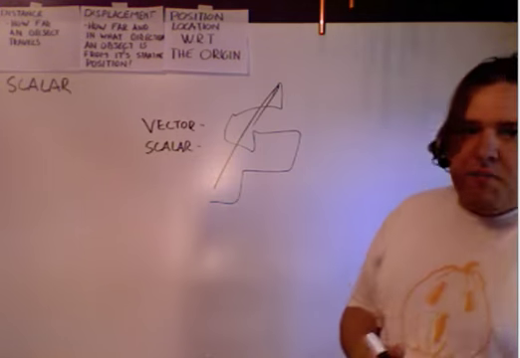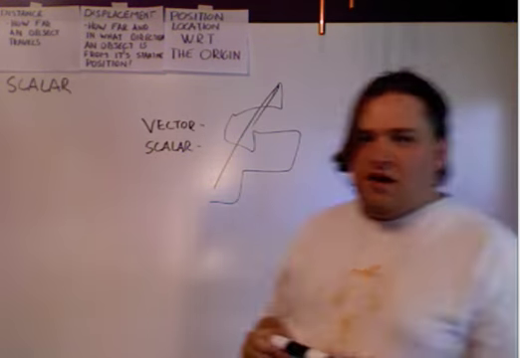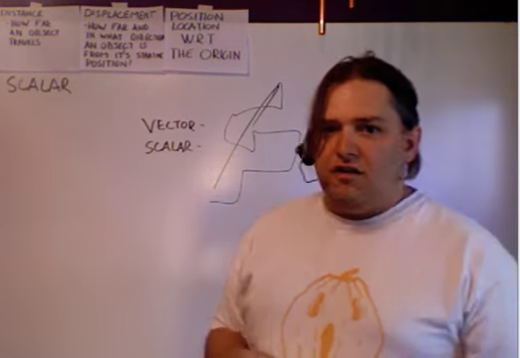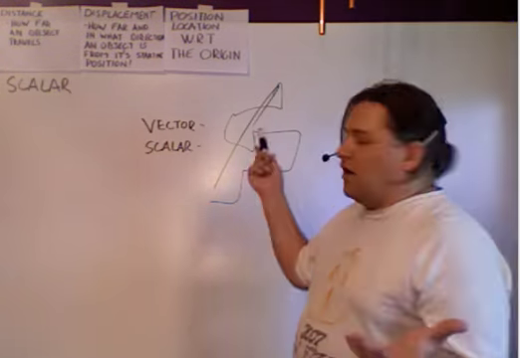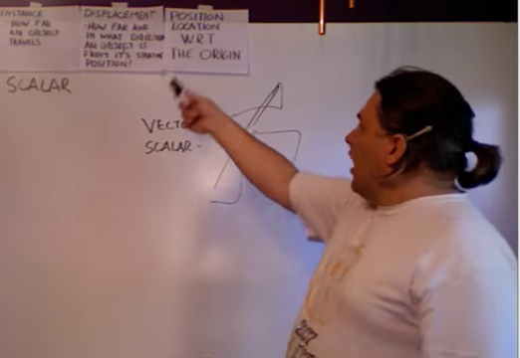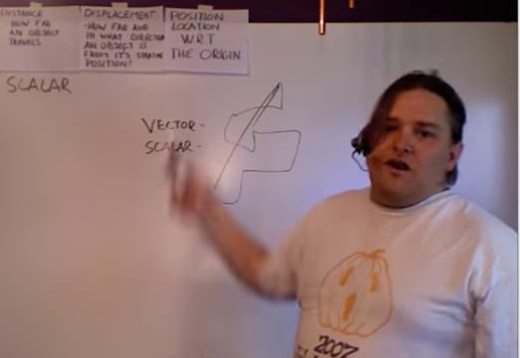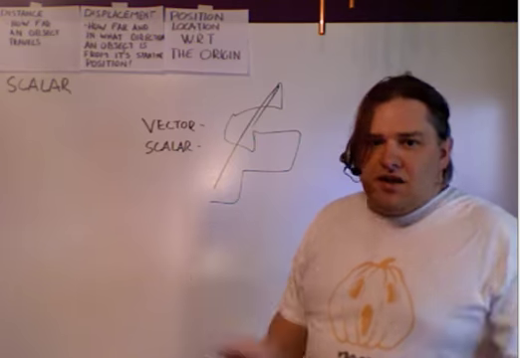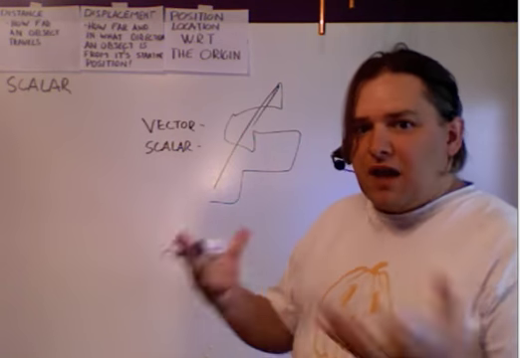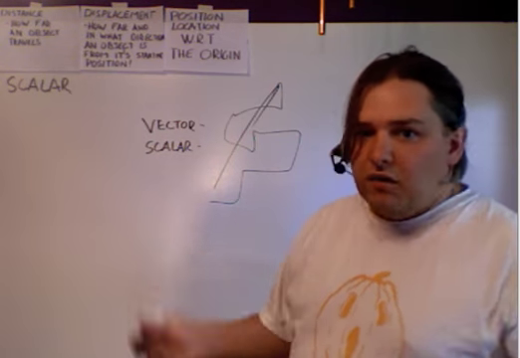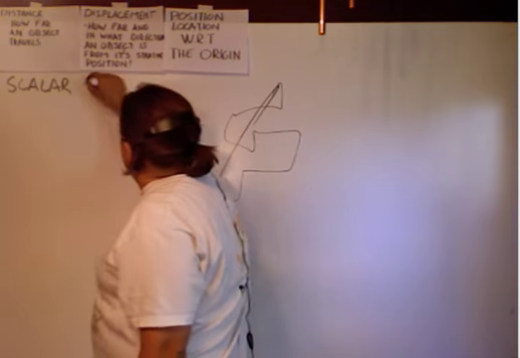Okay? How about displacement? Does displacement have a magnitude and a direction associated to it? Reread it. First, right there. How far and in what direction? Right there, it should tell you that it's a vector. It has a magnitude, how far, and in what direction. So that's a vector.